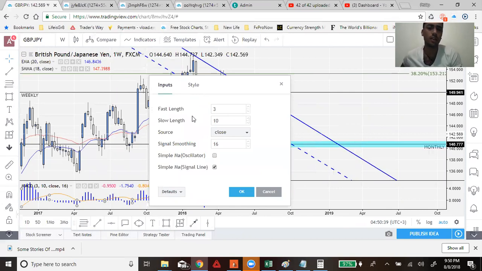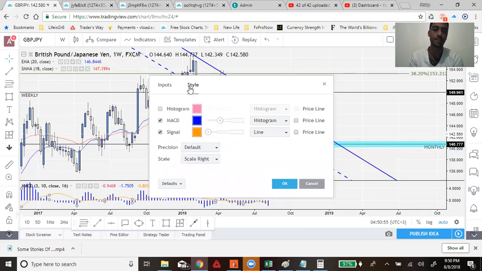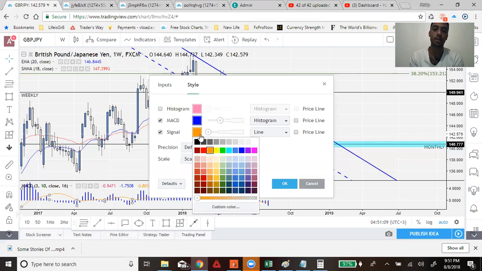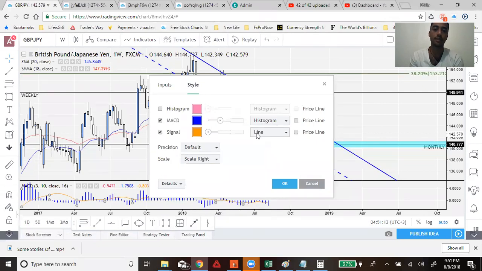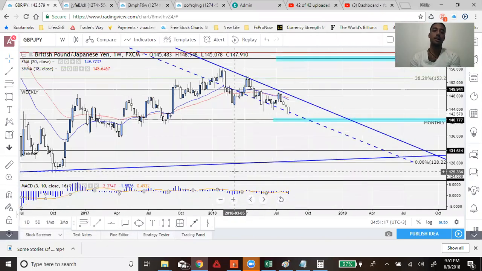So this is what he called the 310 oscillator, if I'm not mistaken, right? So the specifics on this MACD is you're going to put fast strength 3, slow strength 10, close 16, check this one. Then for style, take off this histogram, right? So you're not going to worry about this one. You're going to put a check on MACD, make this blue, have it a thicker line so you can see it. Histogram, check like a gold color, right? And then line default scale rate, right? And then from there, you'll be able to have this.